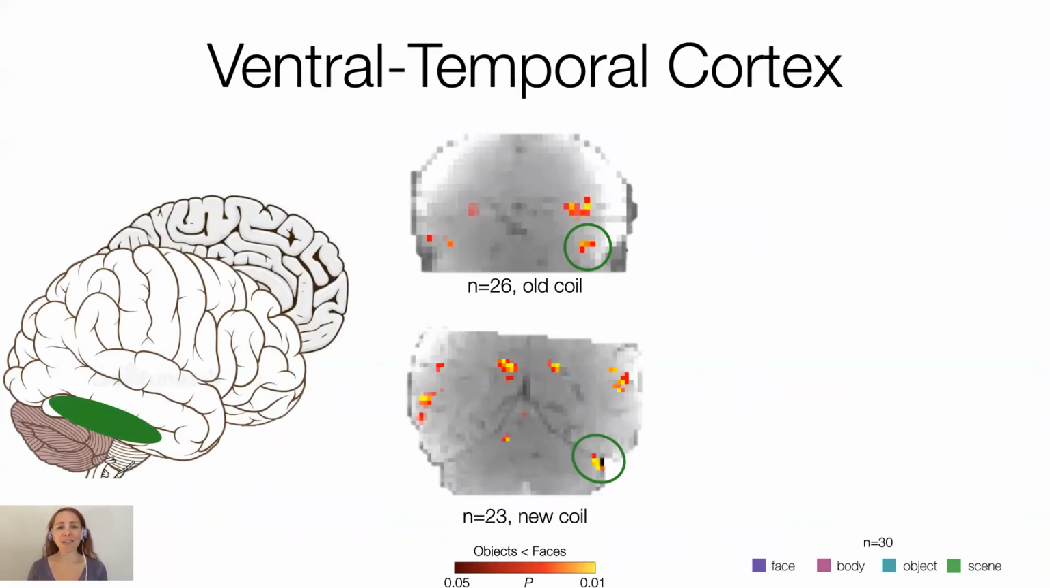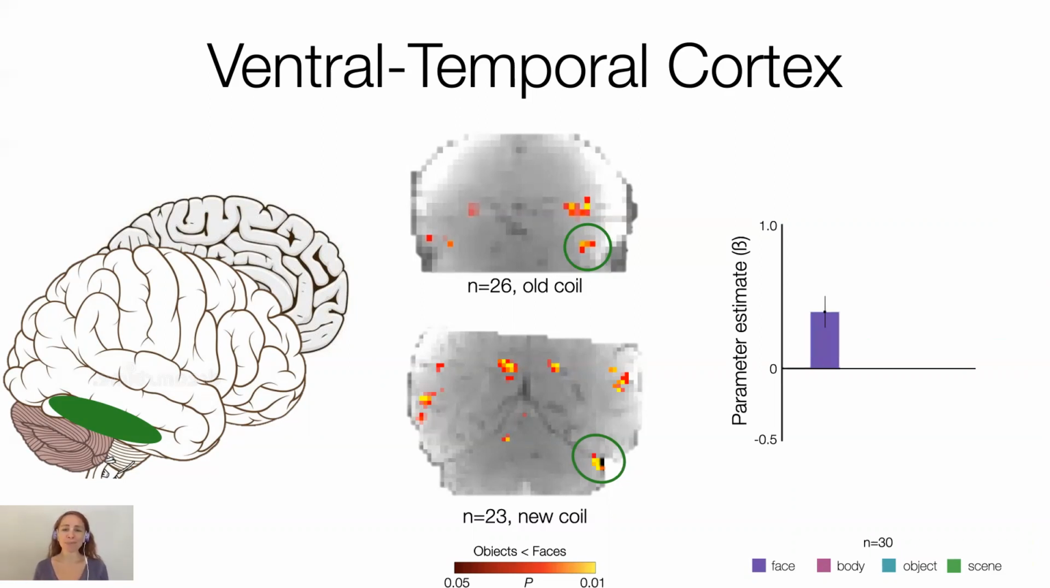Then, we selected voxels that had a greater response to faces than objects in the ventral temporal cortex, and assessed the response to faces, bodies, objects, and scenes in independent data. Here I will show you the response magnitude on the y-axis. The response to faces is here in purple. As you can see, it is significantly greater than the response to bodies in pink, objects in teal, and scenes in green. So the face response in infant ventral temporal cortex is face selective.